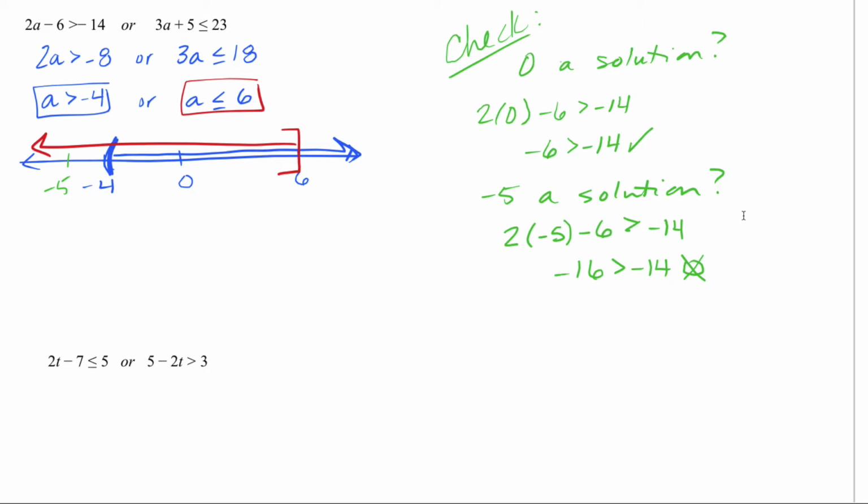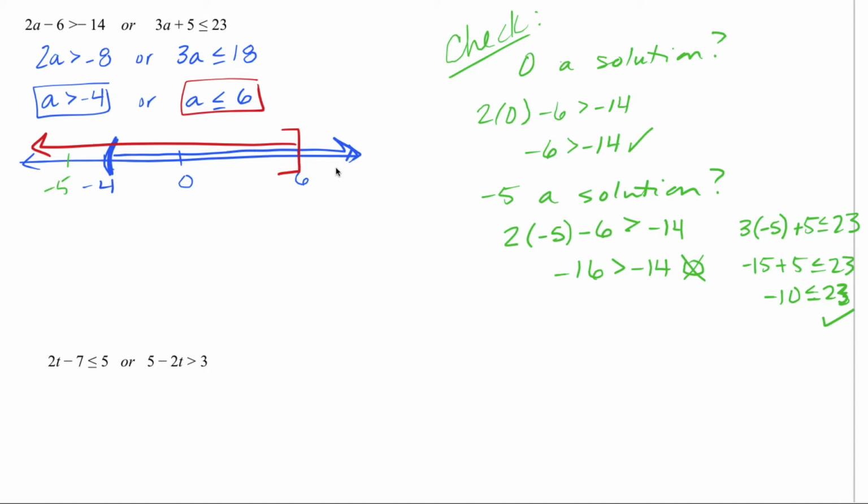I should have been checking the second one anyway, because that is where that red region comes from. So if I'm going to check negative 5 times 3 plus 5, is that less than or equal to 23? So we have negative 15 plus 5. Is this less than 23? Well, that's negative 10. And yes, that's less than 23. So negative 5 is a solution.